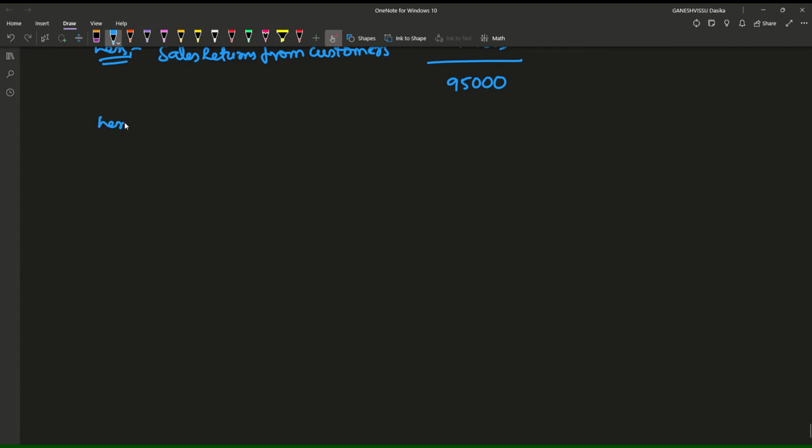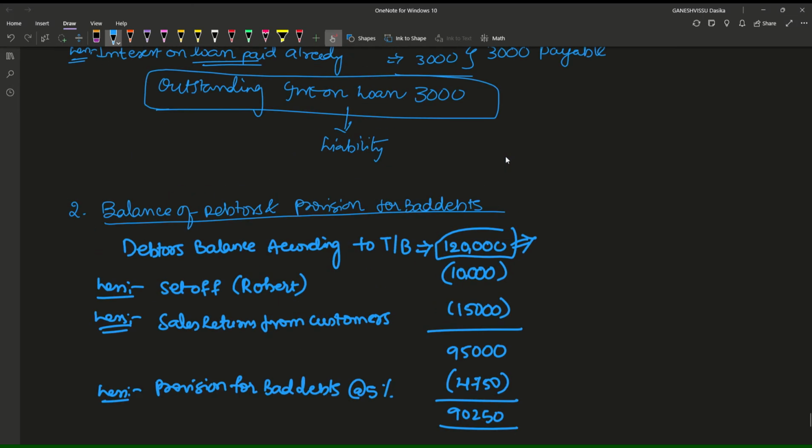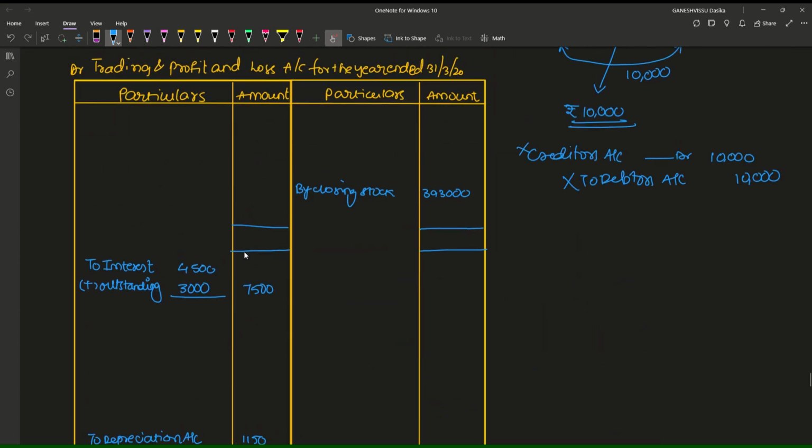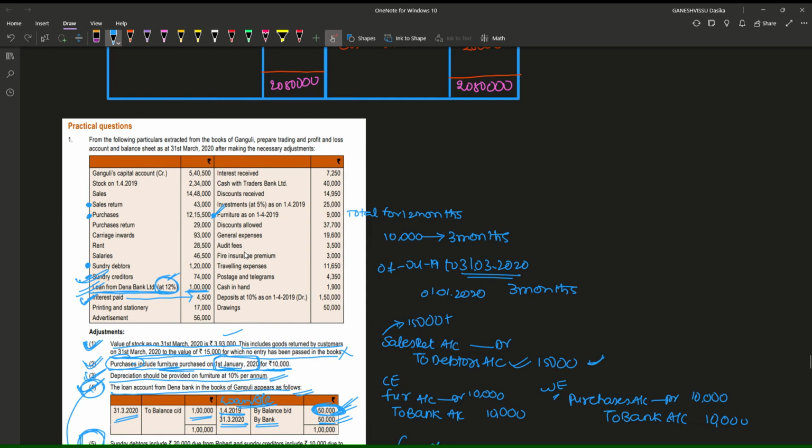So less: provision for bad debts at the rate of 5% on sundry debtors, which is 95,000 into 5%, which is 4,750, and we need to deduct this one, right? And the remaining is 90,250 rupees. This is what we can have. So if we are having any provision for bad debts in the trial balance, we need to compare that one now.